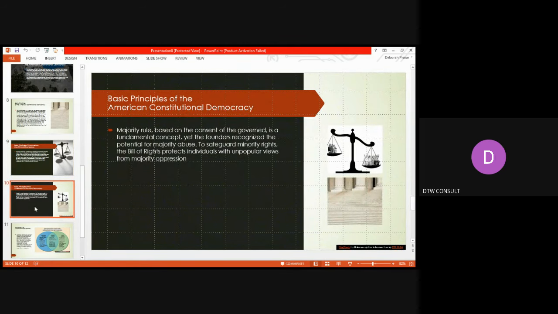So the next basic principle of democracy is what we call the majority rule. The majority rule. You might have heard of it. It's in the election for countries who run a parliamentary system. I don't know the system you run in your country, but over here, where you have the legislature and elections and all of that, there's what we call the majority rule. Now, this majority rule is actually based on the consent of the governed.